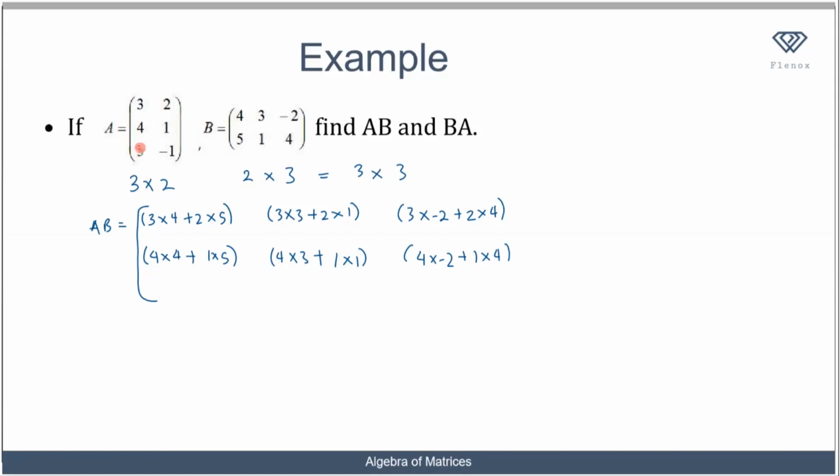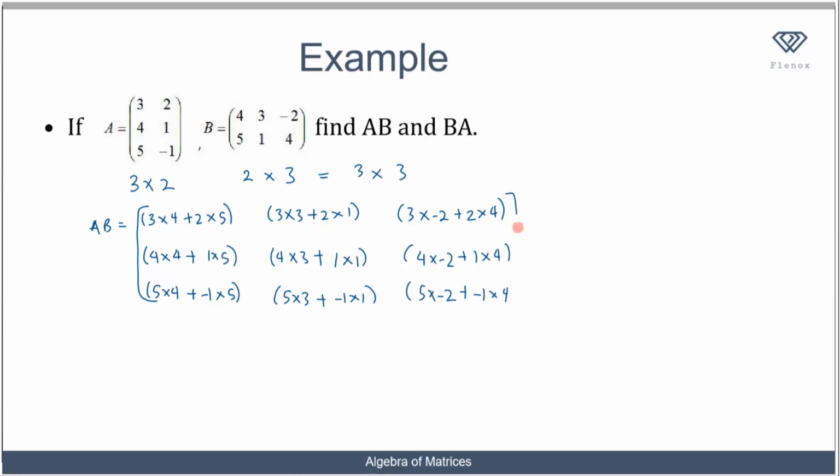Then I'll repeat the same thing for the third row. To get the element here, I'll multiply my third row by my first column, and that will be 5 times 4 plus minus 1 times 5. To get over here, I'll multiply my third row by my second column, and that will be 5 times 3 plus minus 1 times 1. And for the last element over here, I'm going to have my third row by my third column, which is going to be 5 times minus 2 plus minus 1 times 4.